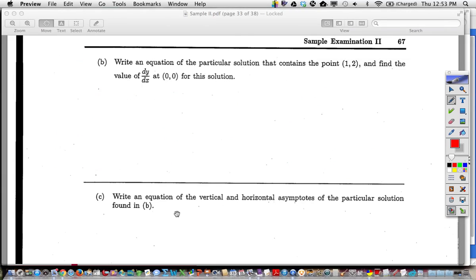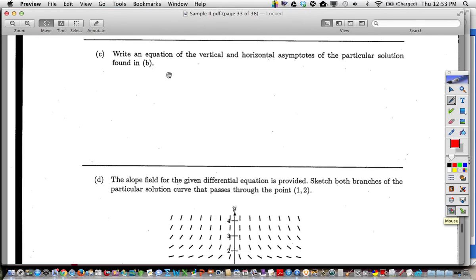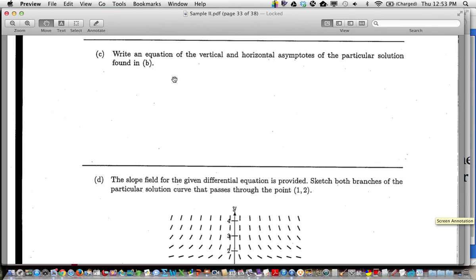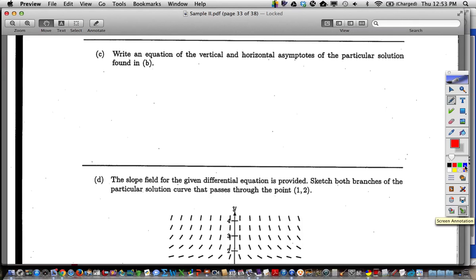All right. C. Write an equation of the vertical and horizontal asymptotes of the particular solution we found in part B. All right, so in part B, we had y equals x over x minus 1/2, right? That was our solution. So they want us to write the vertical asymptote and the horizontal asymptote. This is a great question because this really makes us review and think about a lot of different things that we've learned. So let's do vertical asymptote first.